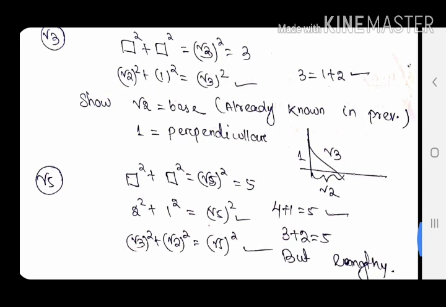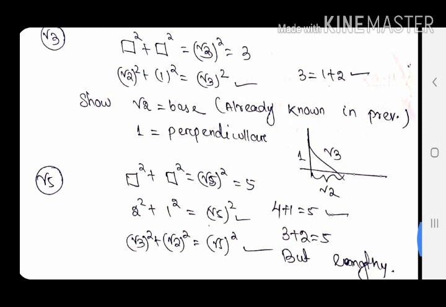Similarly, for √5, √5 square means I have to find √5. So it is in the form of h square equals b square plus p square. The h value I have to find is √5. √5 square is 5. So think of two numbers whose squares give 5. It is 4 plus 1, or 2 square plus 1 square. Okay. So you can take 2 in the base and 1 in the perpendicular, or 1 in the base and 2 in the perpendicular. You will get it.